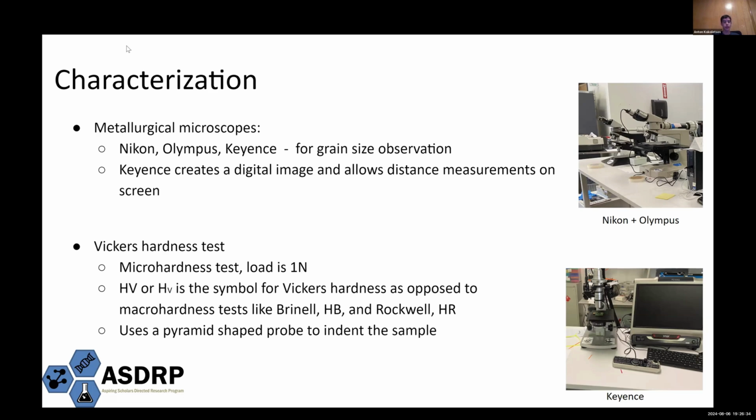We are also using the Vickers hardness test to determine the Tabor factor of our samples, which is a micro hardness test with a force of 1 Newton. This is a micro hardness test and compares the samples on the Vickers hardness scale as opposed to other macro hardness scales such as the Brinell and Rockwell scales. And it uses a pyramid-shaped probe to indent the samples and measure the hardness.